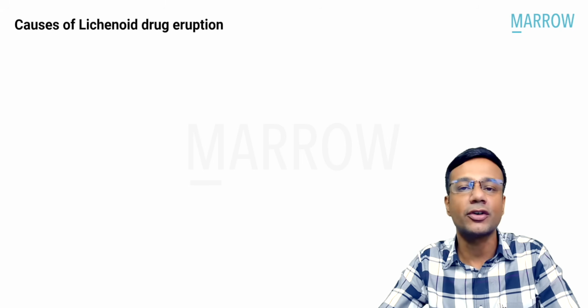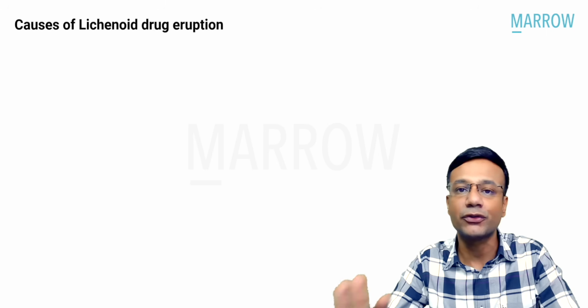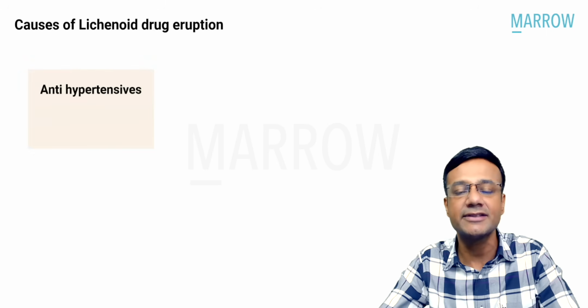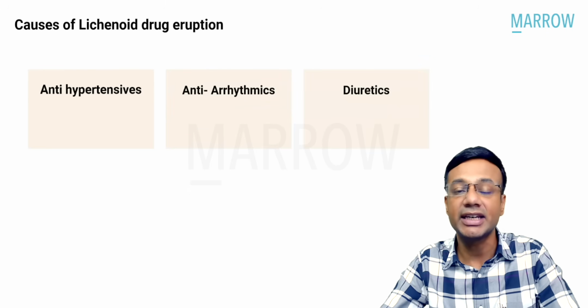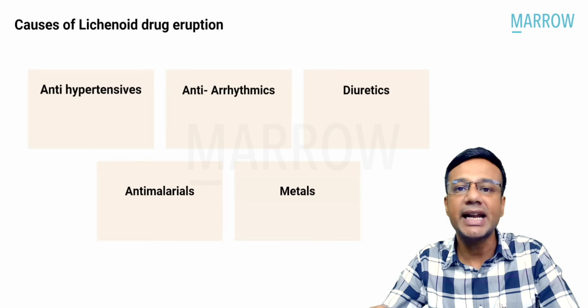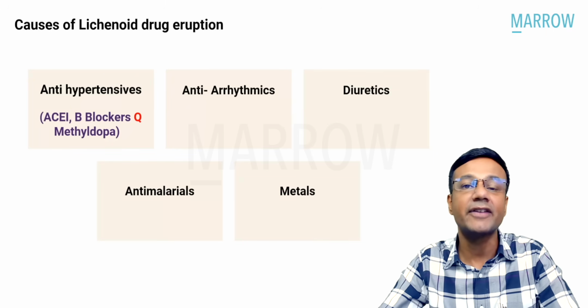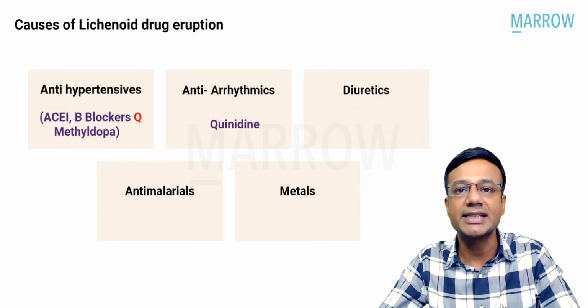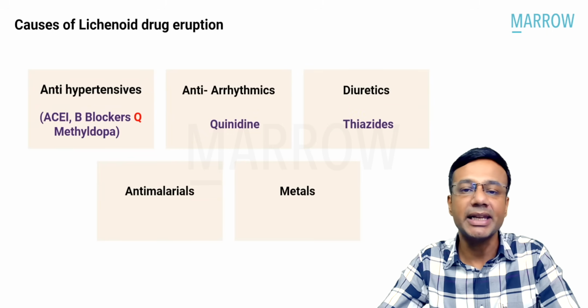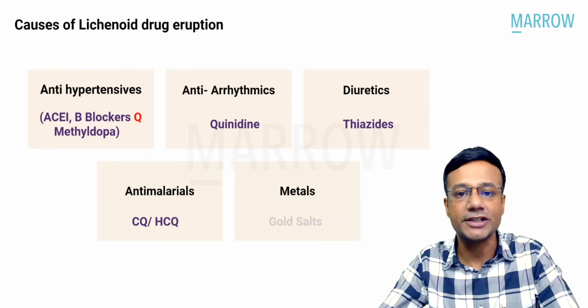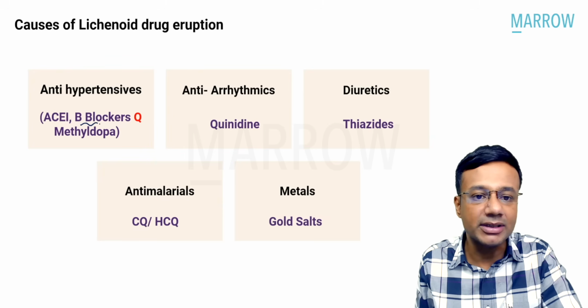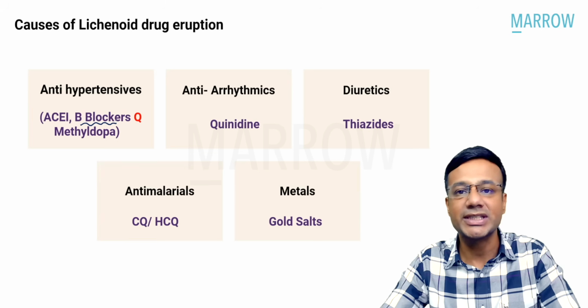What are the different causes of lichenoid drug eruption? Let us classify them into 5 important groups. Number 1, we have antihypertensives. Number 2, antiarrhythmics. Number 3, diuretics. Number 4, anti-malarials. And number 5, metals. Under antihypertensives, we have 3 important drugs: ACE inhibitors, beta blockers, and alpha-methyldopa. Under antiarrhythmics, we have quinidine. Under diuretics, the thiazide group of diuretics. Under anti-malarials, we have chloroquine and hydroxychloroquine. Under metals, we need to remember gold salts. So what was asked in this exam is beta blockers. Other drugs become potential questions for the future exam.